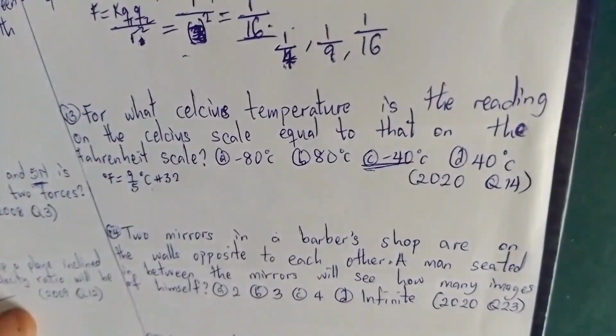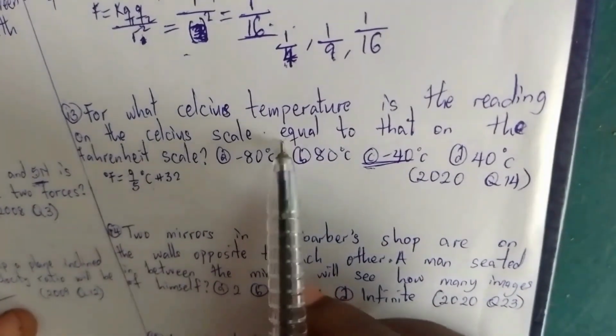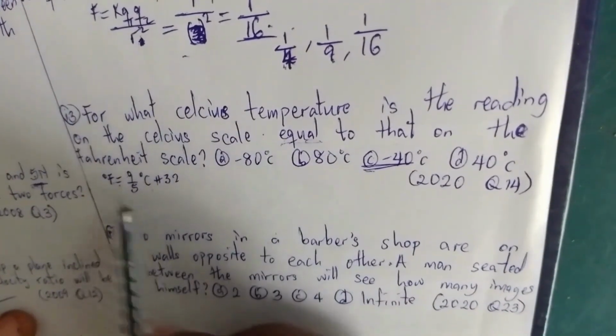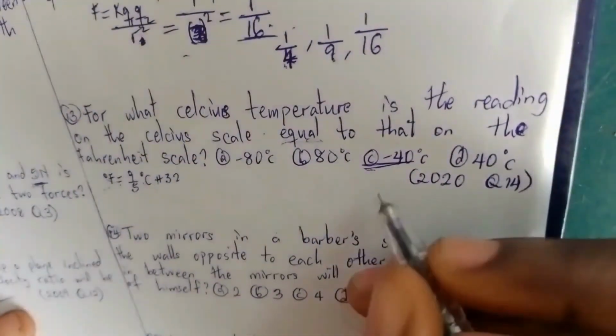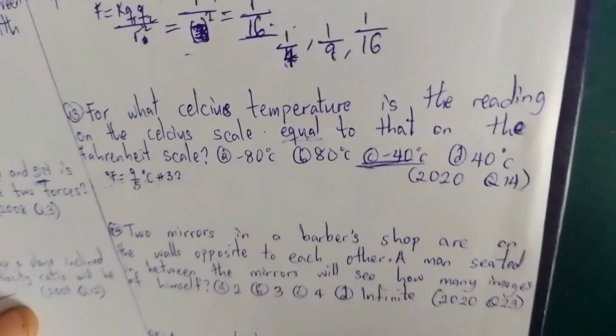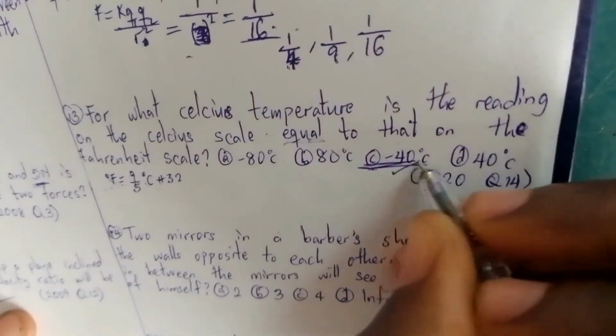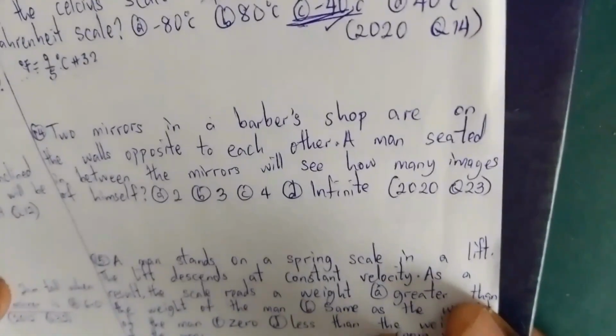Now, since they say at what Celsius temperature will the reading be equal, you just equate them with the same value. So just put x in both, then calculate the value of x, you get -40. As simple as that. But for exam case, if you see it, go straight for your answer. Nobody needs your solution. All right, let's move to the next question here.